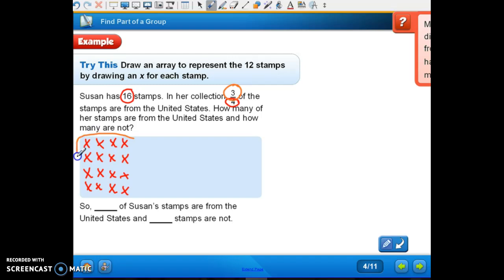Okay, so how many of these rows are we going to circle? 3. Well, okay, if we have 4, 8, 12. So 12 of Susan's stamps are from the United States, and how many are not? How many did we not circle? 4. And if we add 12 and 4, we get our whole of 16.